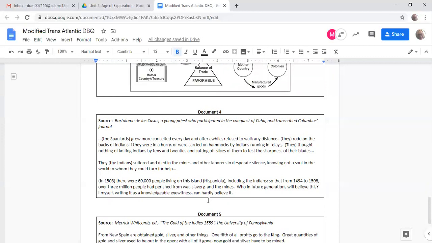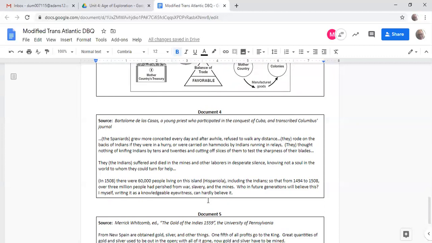In 1508, there were 60,000 people living on the island of Hispaniola, including the Indians. So that from 1494 to 1508, over 3 million people had perished from war, slavery, and the mines.